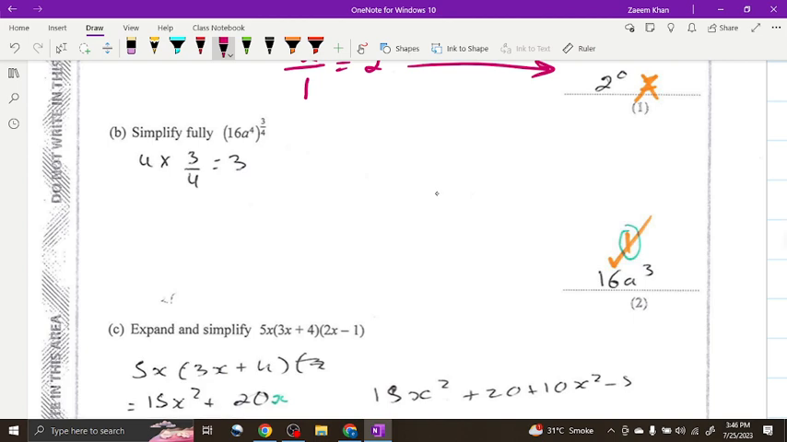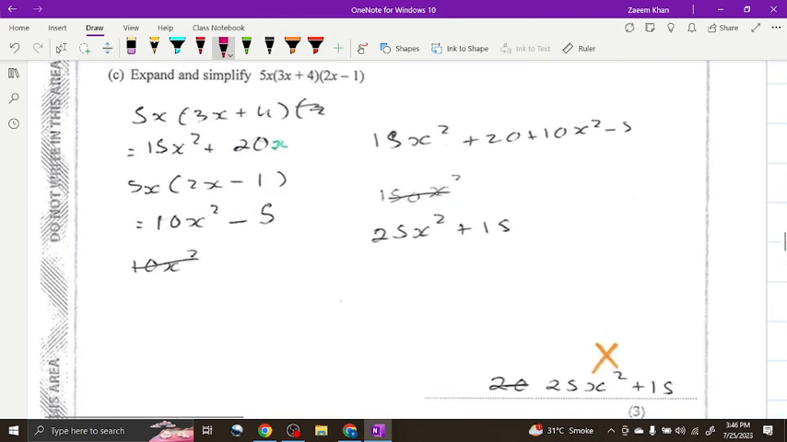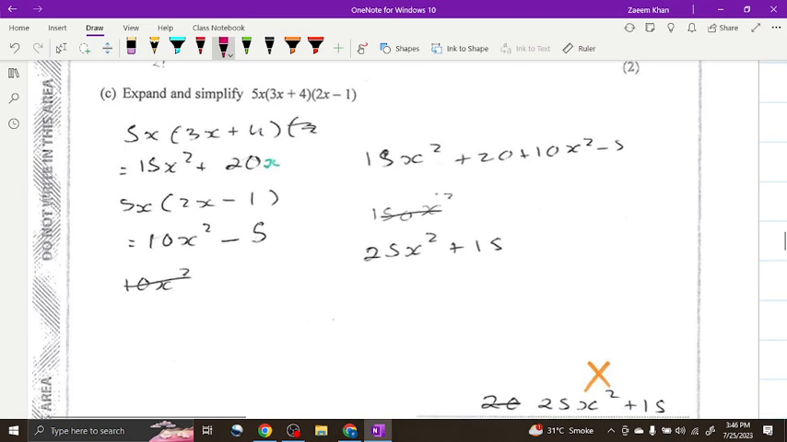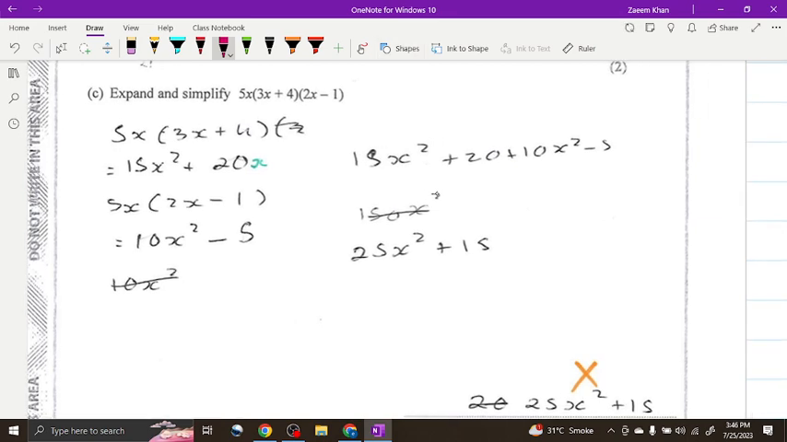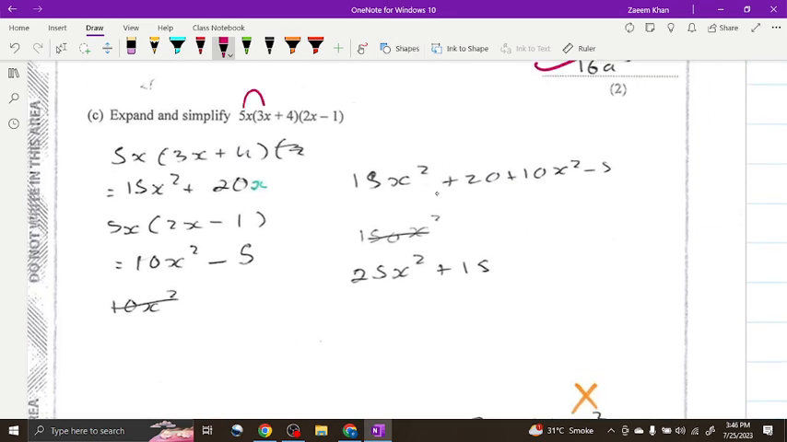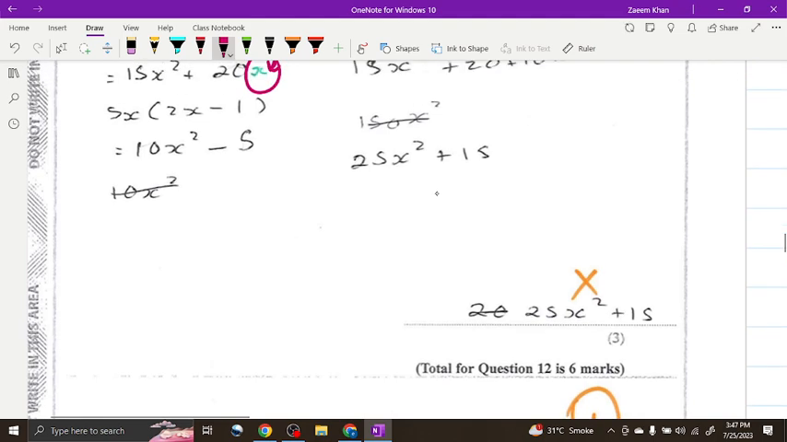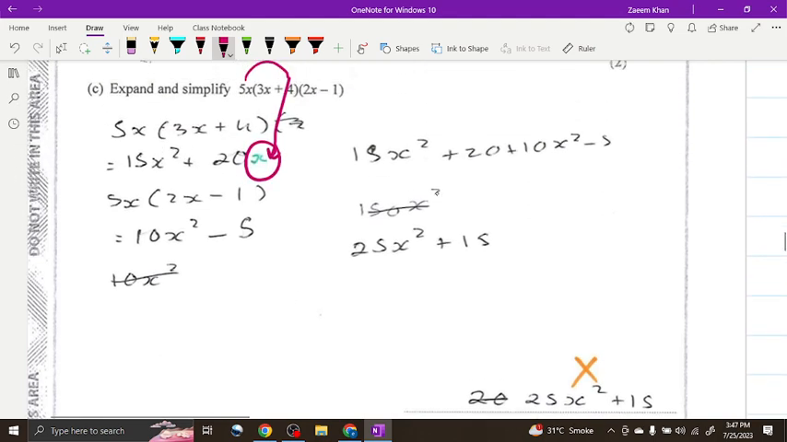Simplify fully. This is perfect. Oops. Expand and simplify. Now when you expanded this, 15 times 1 gave you 15x squared. Shabash. 5x into 4 gave you 12. Oops. This is where you missed out on an x. So this is probably getting carried forward.